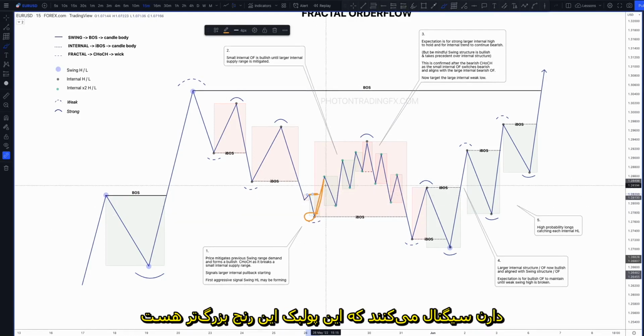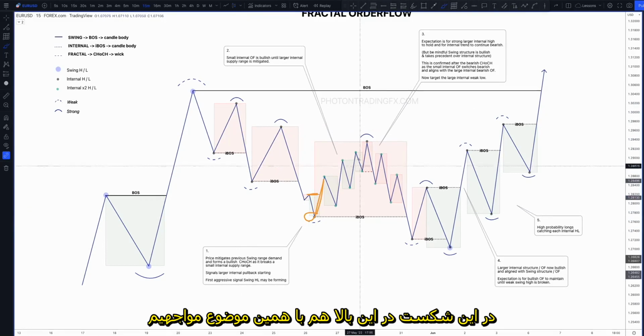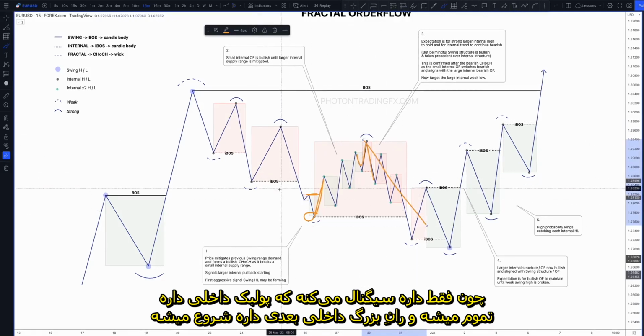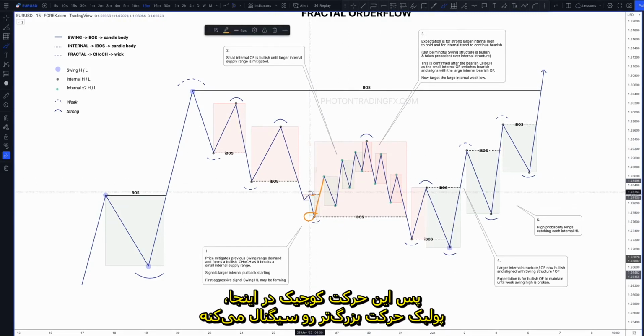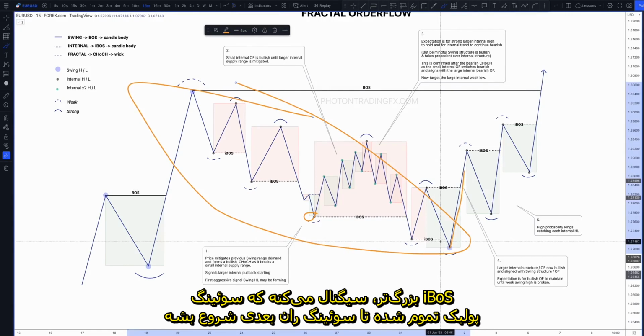All that signals is that it's the pullback of this larger range, because that's the larger internal structure. Likewise, when we come up here and we get that, whether that's a chalk or just a small IBOS, it's the same thing, because that just signals the internal pullback is over and the next larger internal run is going to go. So this small movement just signals the pullback of the larger movement. The break of structure of the larger internal structure just signals the end of the swing pullback to get the next swing run.